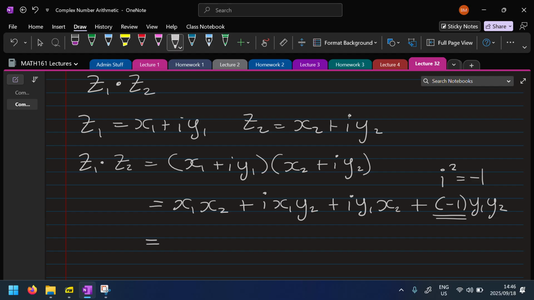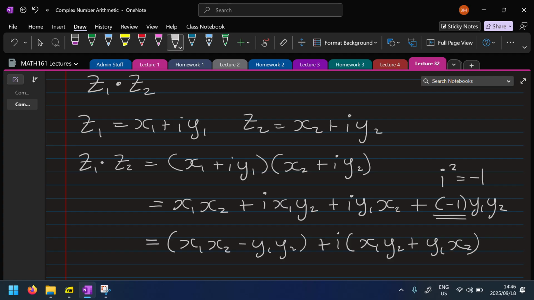So what do we do? We group together the parts without the i, and we group together the parts with the i. So we have x1 x2 minus y1 y2. Those are the parts without the i. And then those middle terms with the i, we can factor out the i. We get i times (x1 y2 plus y1 x2). Okay, so that's the method we use to multiply out the brackets.